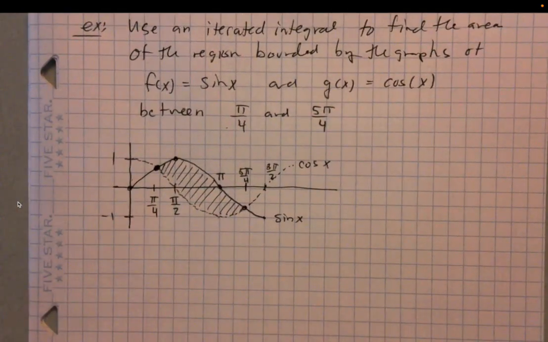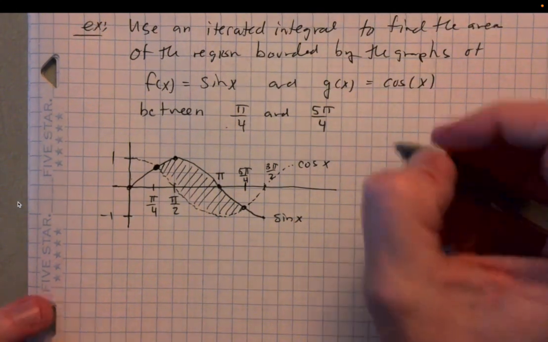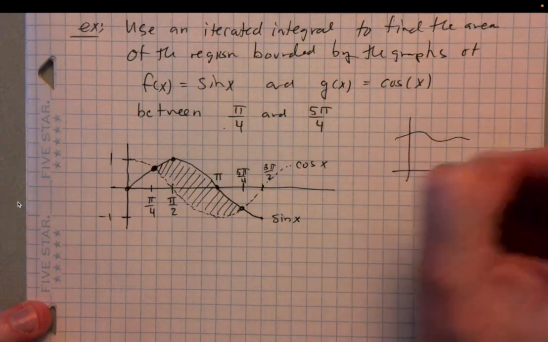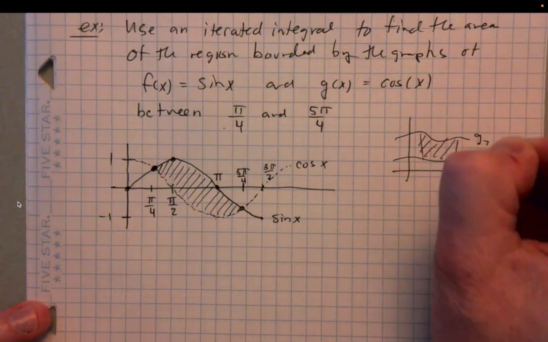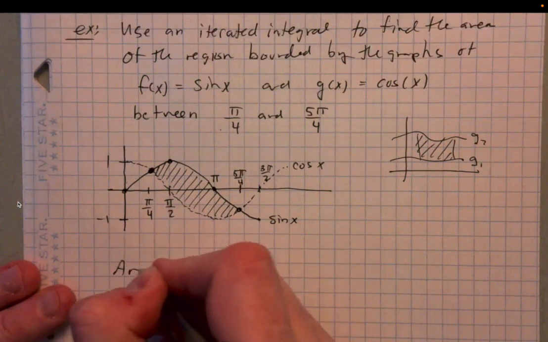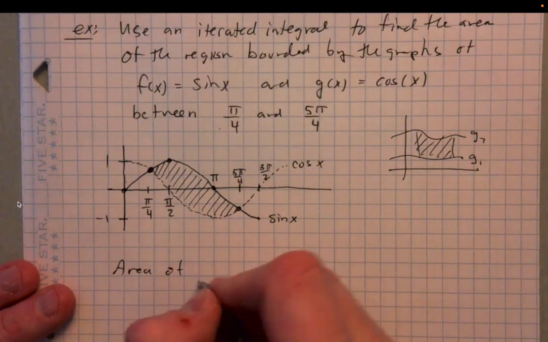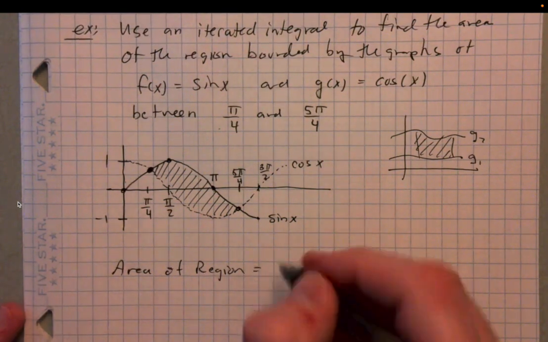Yes, this is going to be a straightforward application of the derivation we just went through with the two stacked functions, right? Remember when we talked about a g1 and a g2, and the area between them? This is going to be a straightforward plug and chug of that, right? So the area of the region, well, it's going to be equal to, right?